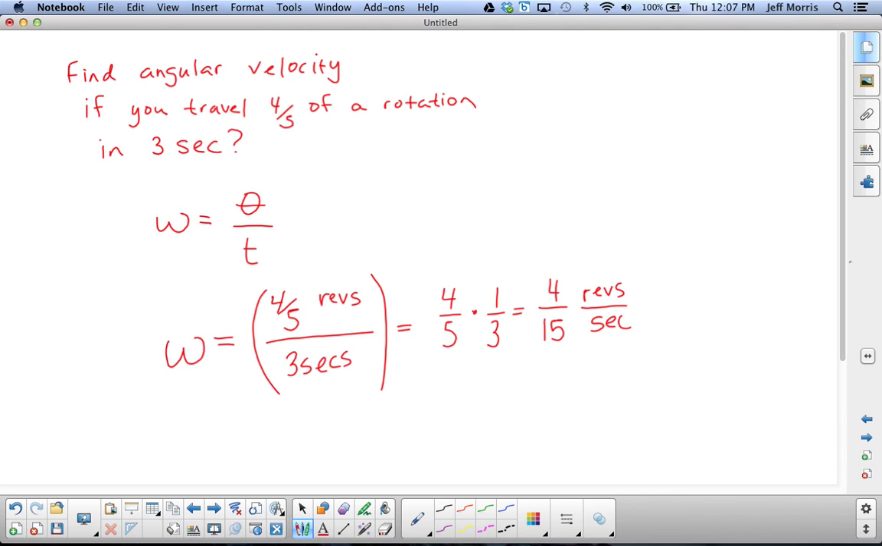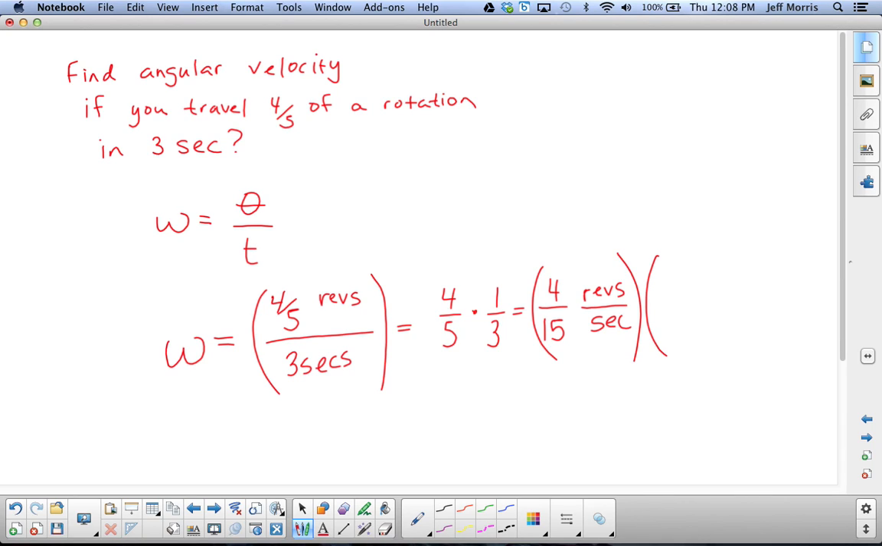Now let's do the conversion. Let's convert this baby. How can we convert revs into radians? Do you always want it in 1 second instead of going over 3 seconds? Well, it's going to be 4/15, yeah. I know, but I just converted it to radians, right? Oh, you could have done that too. Yep, that would have worked. We should still get the same answer.